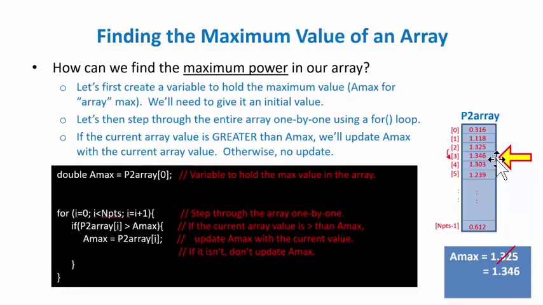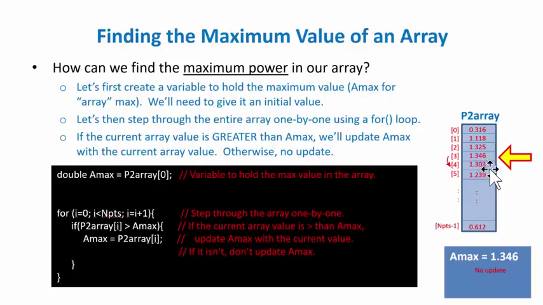We go to index 3. Look at this one. This one's also higher. 1.346 is higher than whatever the value is in A max. Let's go ahead and update that again. Then we go to index 4. Oh, wait a minute. The value 1.303 is not greater than 1.346, so I will not update it. So notice that A max now contains a value which is higher than the value at index 4.